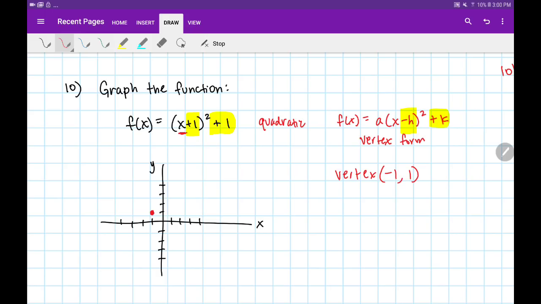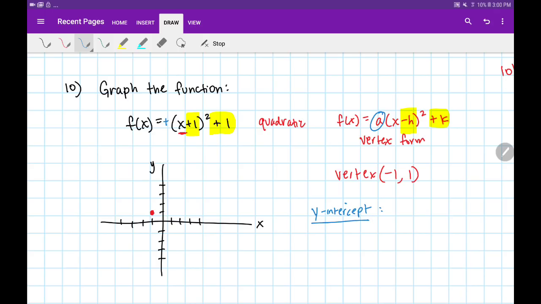Next, you can ask yourself if this is opening up or down. And that depends on the number in front, whether it's positive or negative. Right now, there's nothing in the front, so that means it's positive. So I know I'm going to be opening up. But I want to be more precise than that. I want to know exactly where it's hitting. So let's find one more point. Let's go ahead and find the y-intercept.